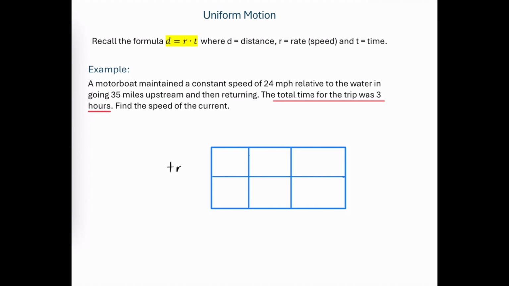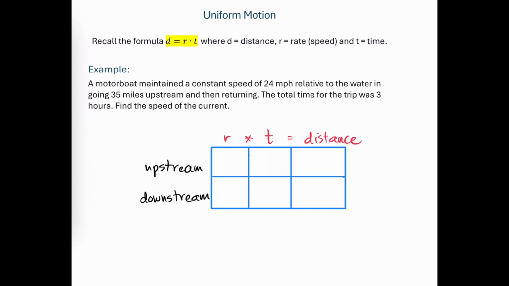The rows of the box are going to be used to describe trip 1 and trip 2, but since we're going upstream and downstream, those would be better row headers. It's good to have meaningful labels. It helps us to remember what goes where. The column headers want to be something such that we can multiply the first two columns together to get the third. And in uniform motion problems, that's going to be this formula for determining the distance. We're going to multiply rate times time in order to come up with the total distance being traveled.